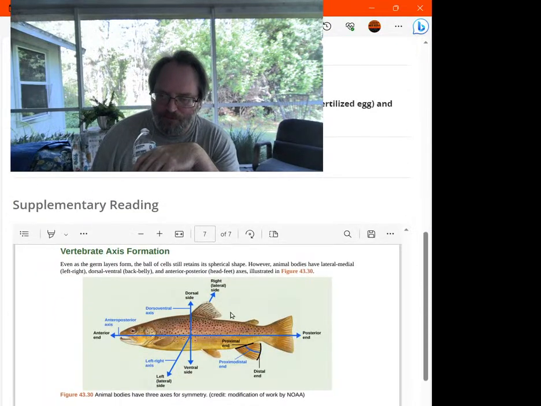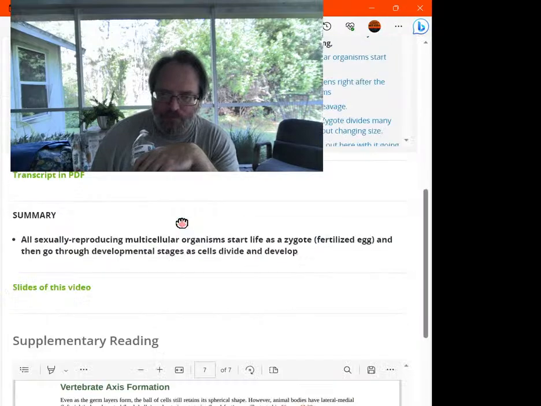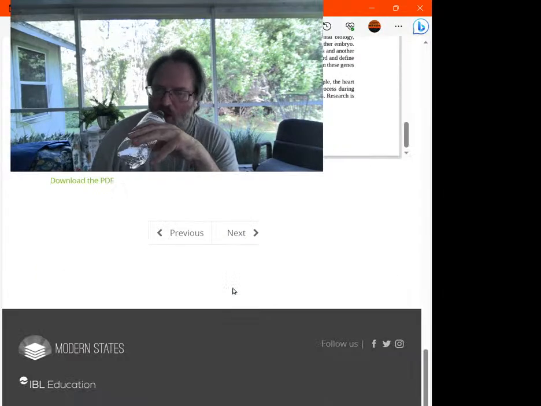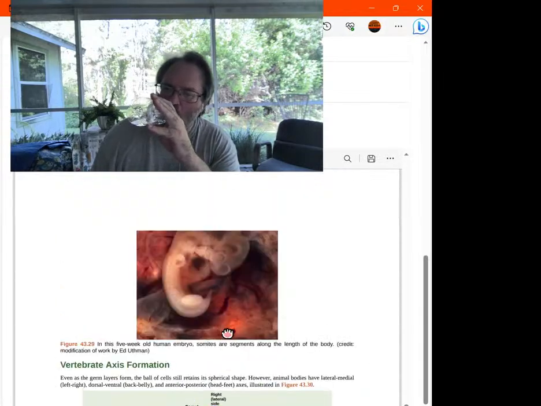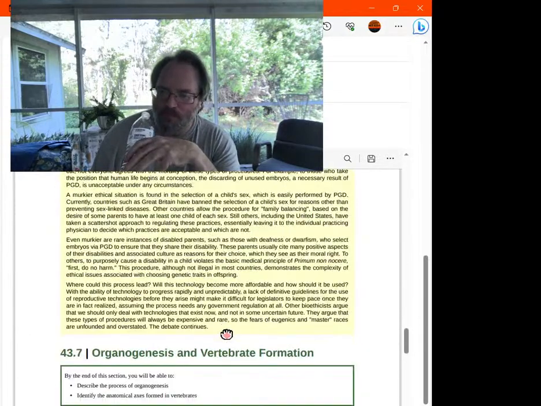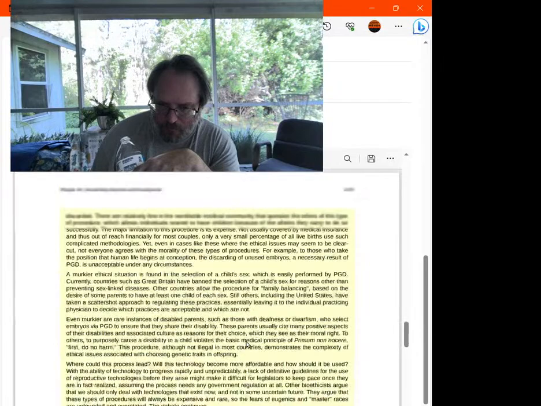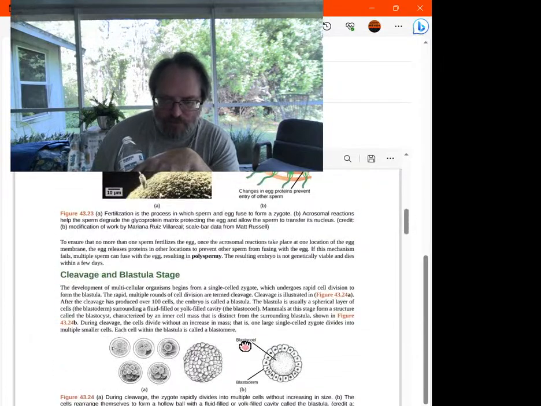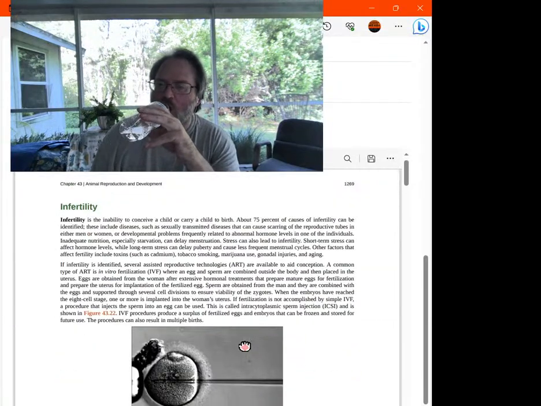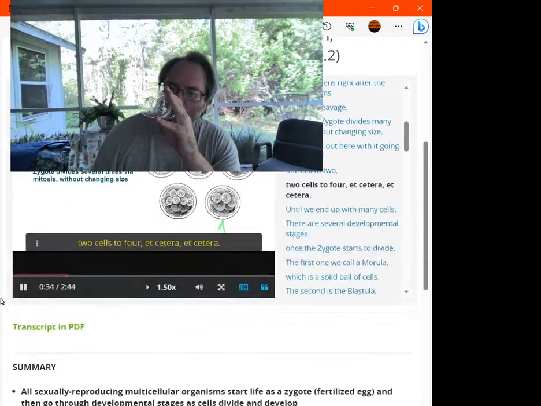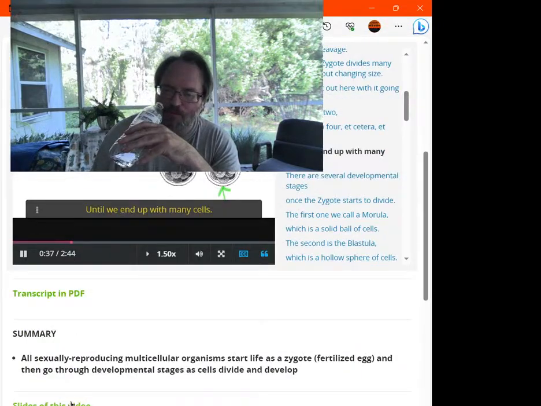Let's start this unit by talking about the zygote. This is a fertilized egg, and this is a stage from which all sexually reproducing multicellular organisms start their lives. What happens right after the zygote forms is called cleavage, when the zygote divides many times without changing size. So we start out here going from 1 cell to 2, 2 cells to 4, etc., until we end up with many cells.